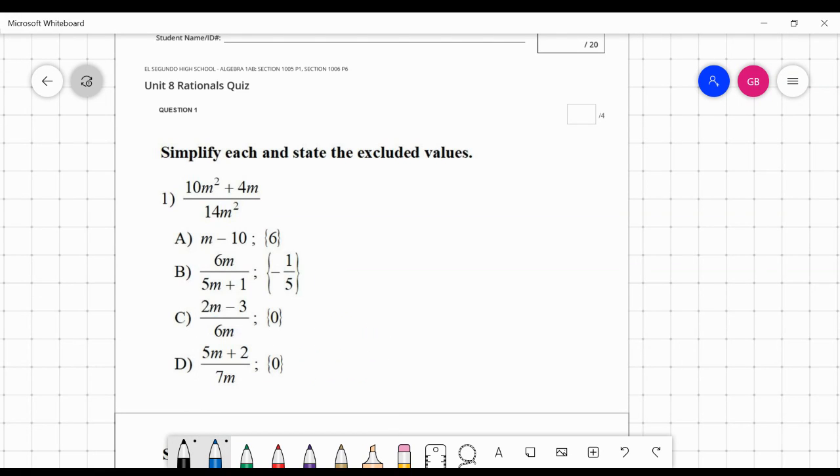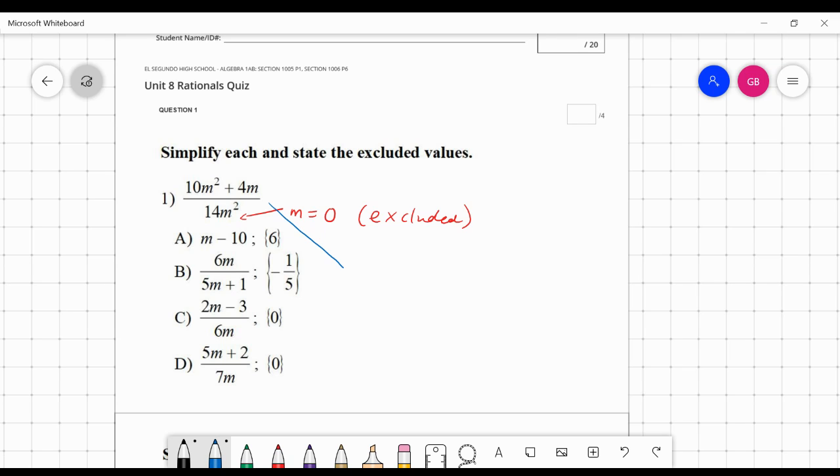Okay, number 1. Simplify each and state the excluded value. So first, the excluded value, the value that makes the denominator 0, is 0. So 0 is the excluded value. Okay. And then to simplify, we're going to go ahead and factor.